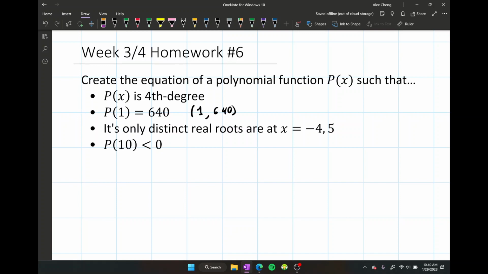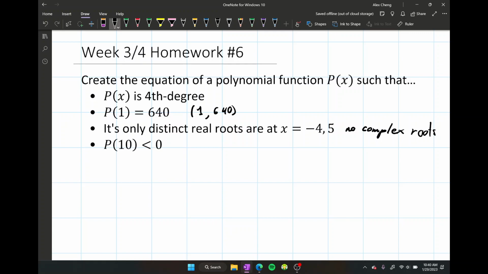The only real roots we have are at -4 and 5. I should have said this. There are also not supposed to be any complex roots. So there are no complex roots. That was intended in the problem. And we also know that p of 10 is negative, so it's less than 0.